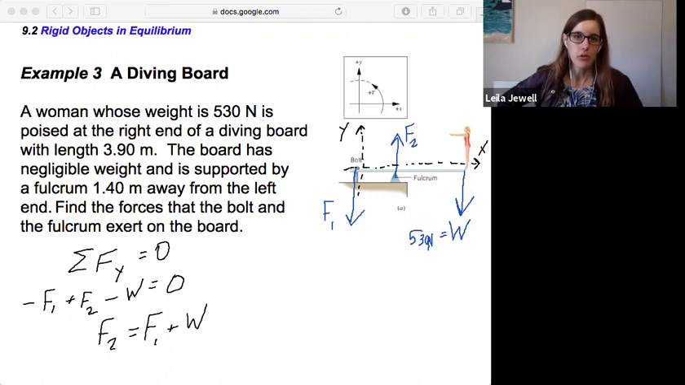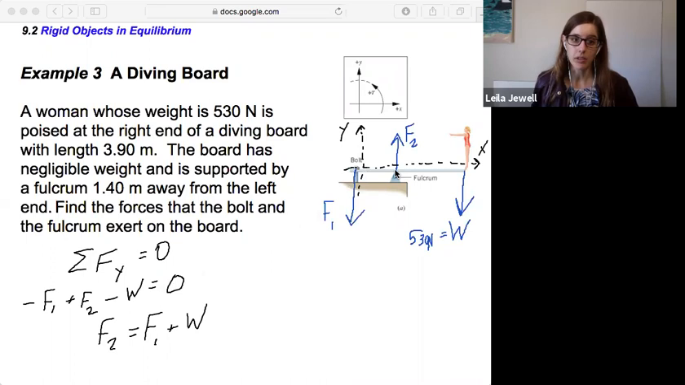So how do we choose what is a convenient axis of rotation? Well, the key is that wherever you place the axis of rotation, if you place it on a force, that force is not going to contribute any torque, because that will be a distance with a lever arm of 0. So what we want to do for torques is place the axis of rotation at one of our unknown forces. You can choose. The unknown forces are the bolt or the fulcrum.